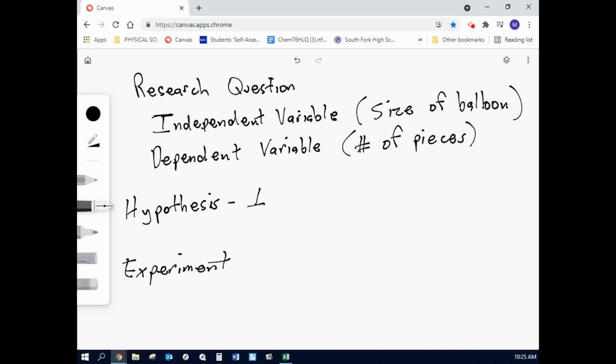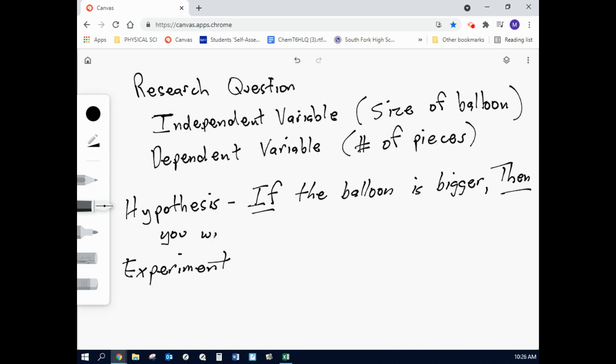Look at this. If, that's a very important word in this hypothesis thing. See, we're trying to guess what's going to happen. If and then. Excellent. If the balloon is bigger, there you get it, then you will have more pieces. Good. So this is our hypothesis. You will have more pieces.